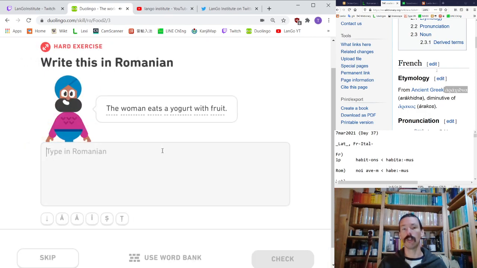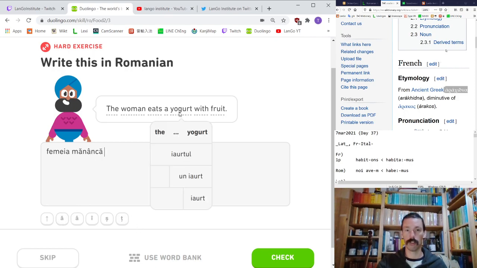The woman eats a yogurt with fruit. Woman, rather, femeia, with the final letter A. Mănâncă. Femeia eats is mănâncă, with those different modified n, and c. And yogurt, okay, with a J. Iaurtul. No, un iaurt, because it's indefinite. Cool. Ooh, how cool.